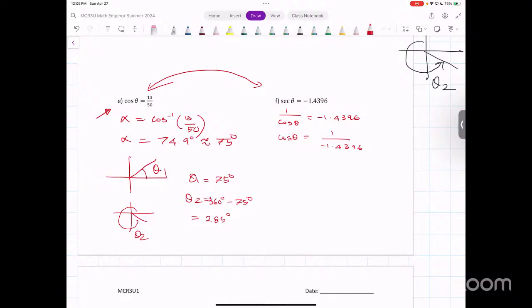Now, forget the sign, and find the angle alpha. That is going to be cos inverse of 1 divided by 1.4396. You see that? Forget the sign of the ratio and find the angle, because 1 over 1.4396 is not on the table. You cannot find that from the table. Now, let's see who can give me the alpha.